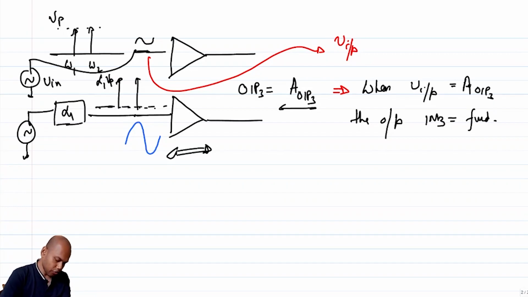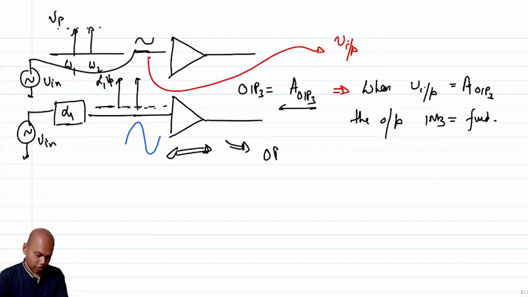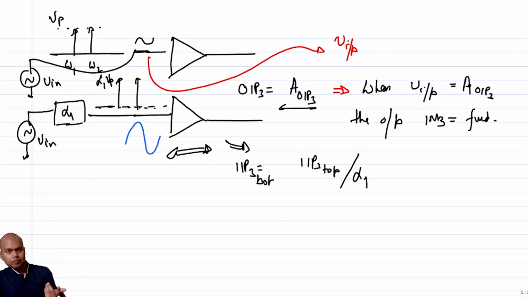When V in is equal to Vp over alpha 1, right? So that is why in this case your IIP3 in the bottom case will be equal to IIP3 of the top divided by alpha 1, right?